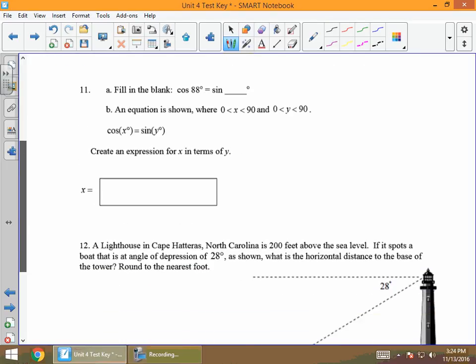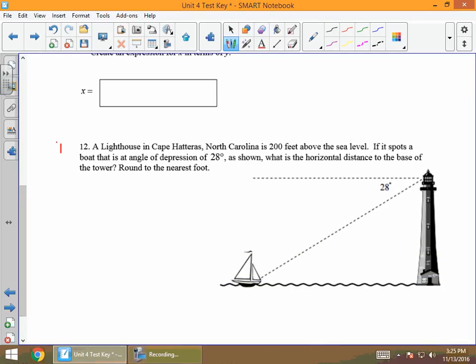Question 11 has an A and a B. You get 1 point for each, so that is a grand total of 2 there. And then question number 12 is worth 1 point.